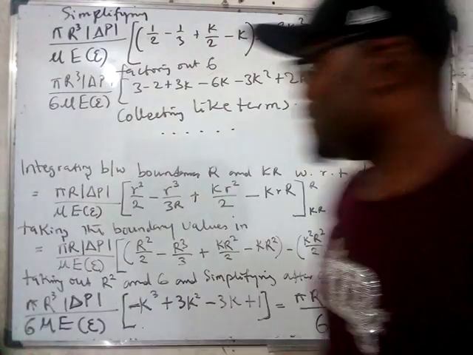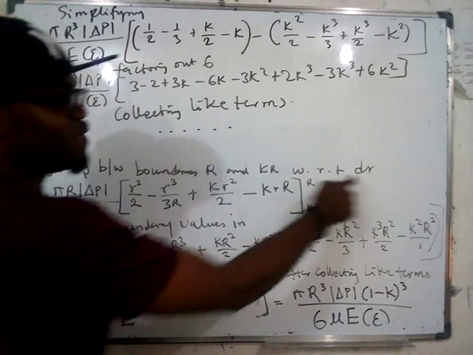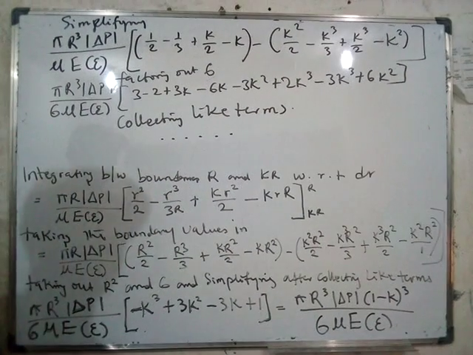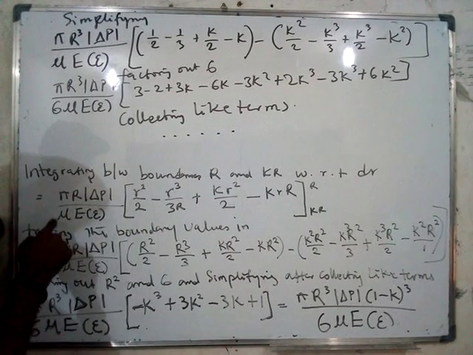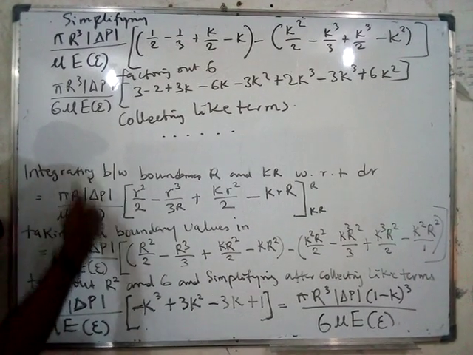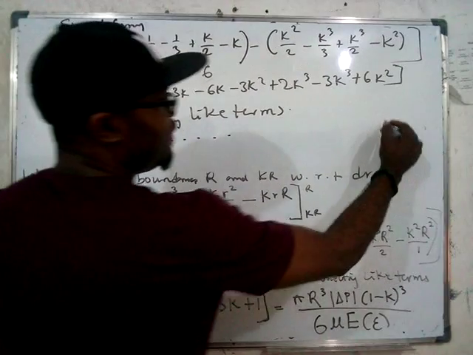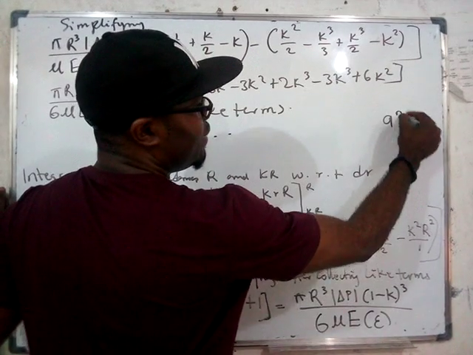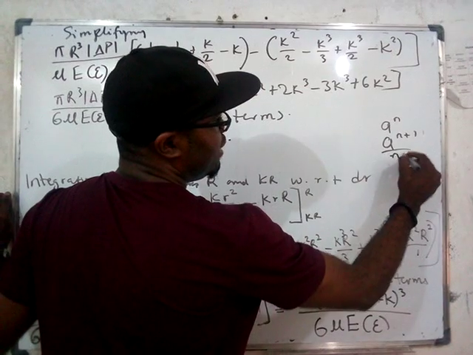Yes, welcome. So now, integrating between boundaries r and kr with respect to r. Now we have pi rho d all over this, just the same thing like we had before. But because we are integrating with respect to r, whenever you integrate something like a to the power n, what you have is a to the power n plus 1 all over n plus 1.